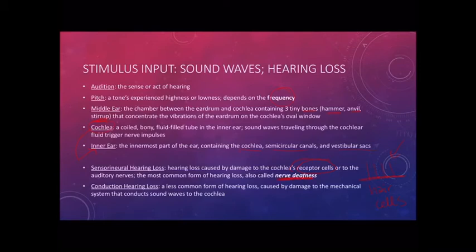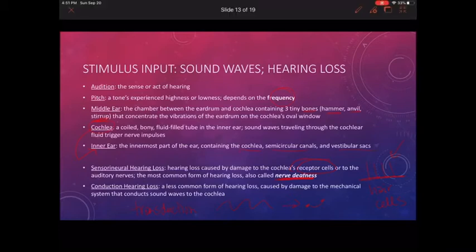Conduction hearing loss has to do with some damage to the actual sort of mechanical part of your ear that participates in transduction. So the mechanism inside of your ear that converts waves into neural impulses that tell you what something sounds like in your brain. With conduction hearing loss, there's an issue with that internal mechanism that participates in transduction.